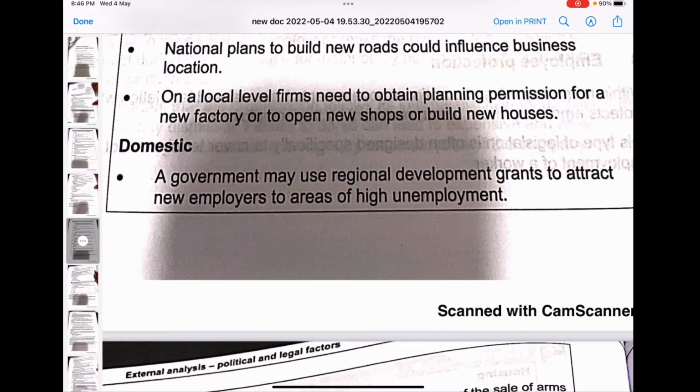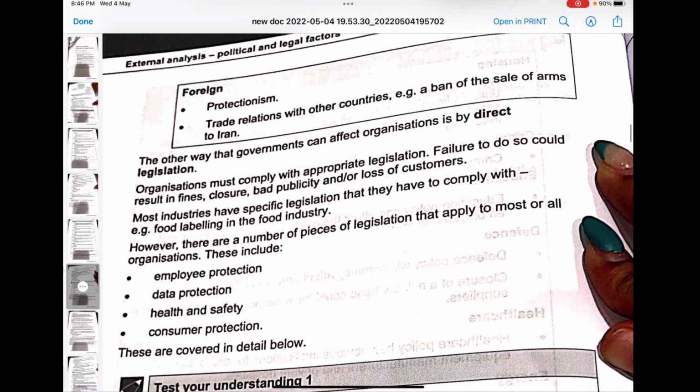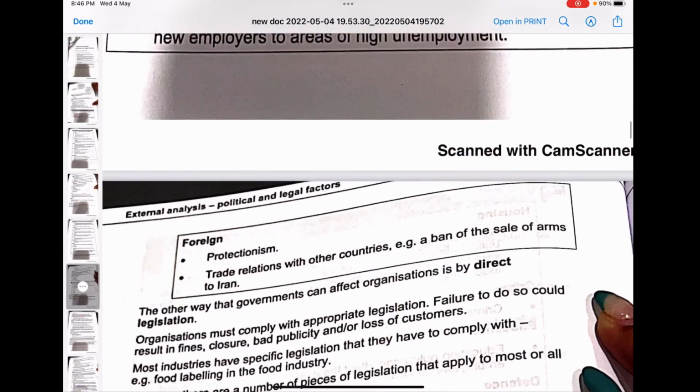Domestic. A government may use regional development grants to attract new employees to areas of high unemployment. So when there are regional development grants, it can attract new employees to areas of high unemployment, right? Foreign. Protectionism. Trade relations with other countries, such as a ban on the sale of arms to Iran, obviously. So foreign policies also affect organizations.